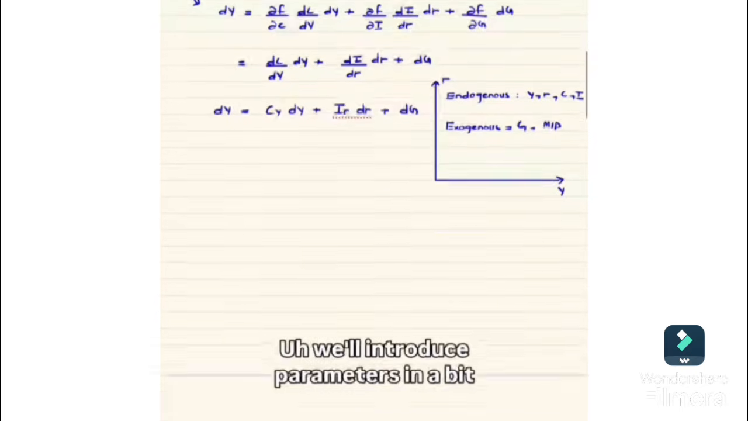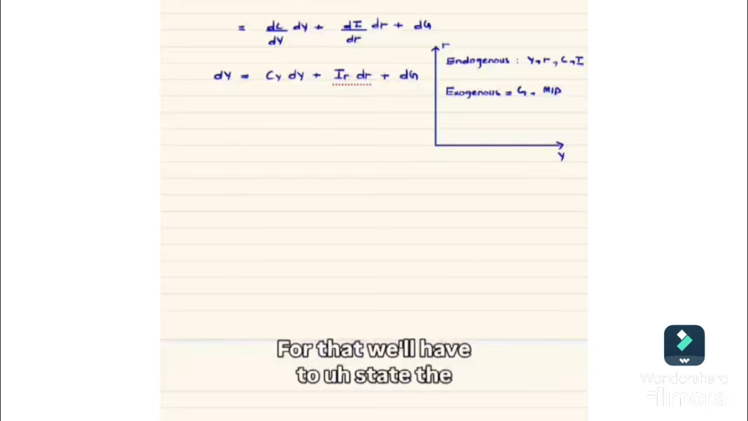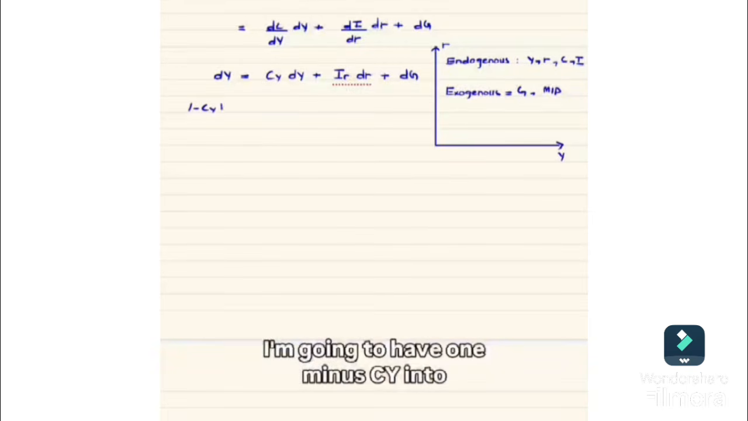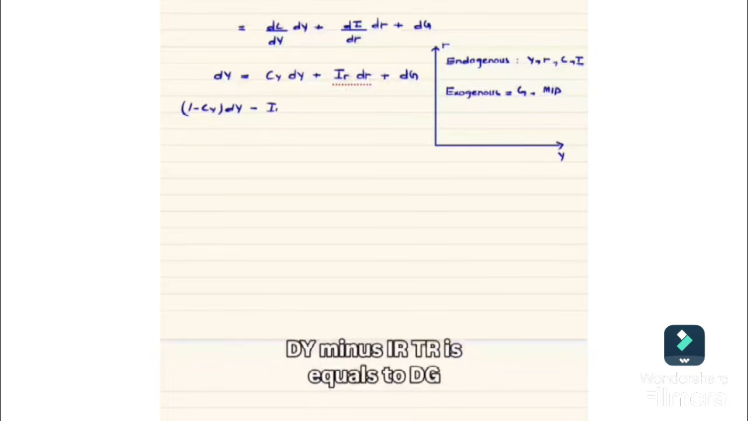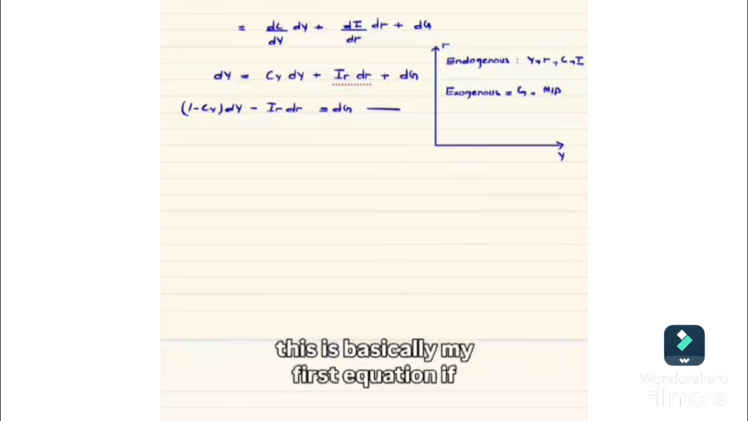For that, we'll have to state the functional forms of the consumption function and investment function. We'll do that in a bit. Okay, so I want all the endogenous variables to be on the left hand side. So let's do that. I'm going to have (1 minus C_y) dy minus I_r dr equals dg. This is basically my first equation.